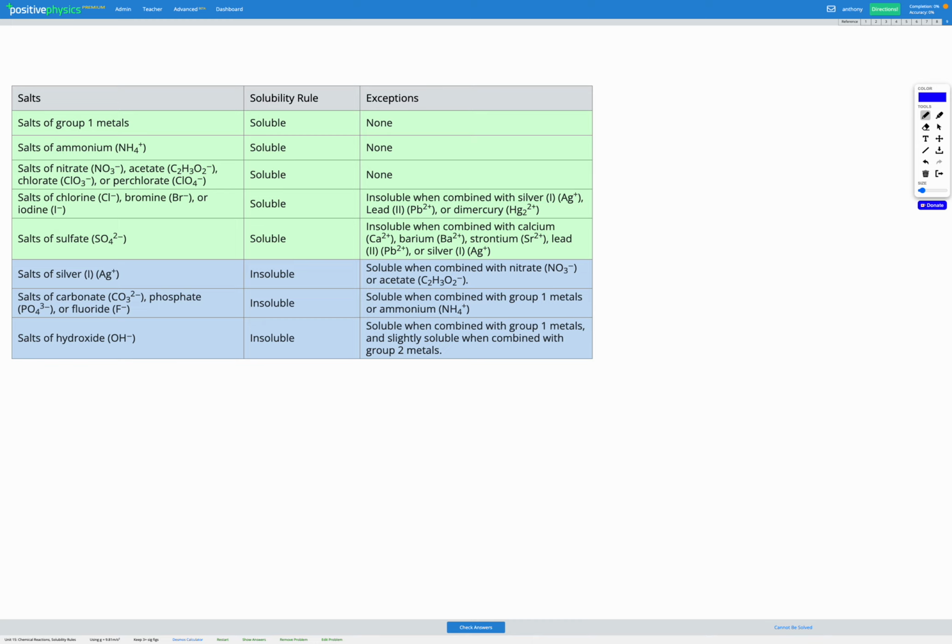And I can find here a statement about iodine. It says salts of chlorine, bromine, or iodine. So this will apply to us. It says the rule is that they are soluble. However, there are some exceptions. It says insoluble when combined with silver 1, lead 2, or dimercury. So we're looking for Ag, Pb, or Hg2 as our insoluble exceptions to the rule.